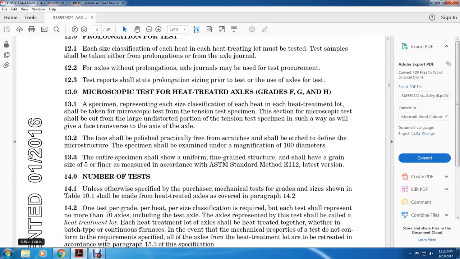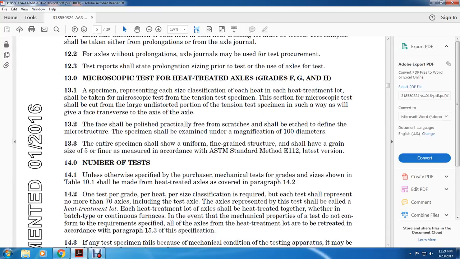The face shall be polished practically free of scratches and shall be etched and defined with the microstructure. The specimen shall be examined under a magnification of 100 diameters. The entire specimen shall show a uniform final grade structure and shall have a grain size of 5 or finer, measured according to the ASTM standard method E112, last version.